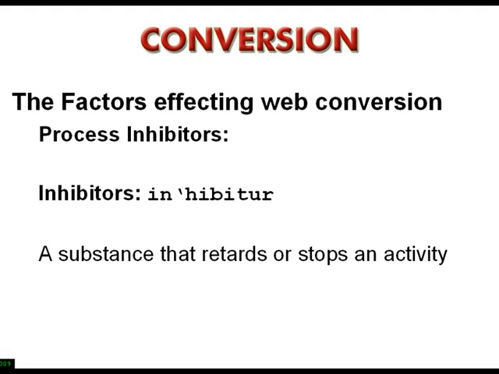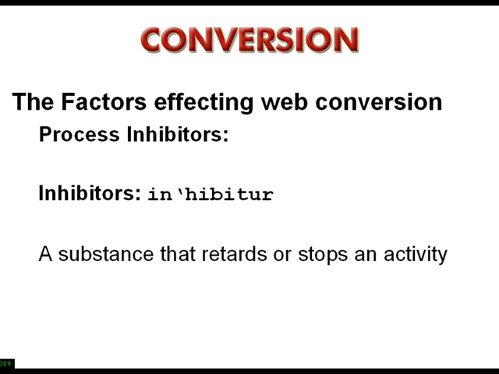Now let's look at our next item here. This one's a little different, because this is the process inhibitors. This is one where you really need to look at your sales process and see where these inhibitors may be. An inhibitor, as it says here, is a substance that retards or stops an activity.